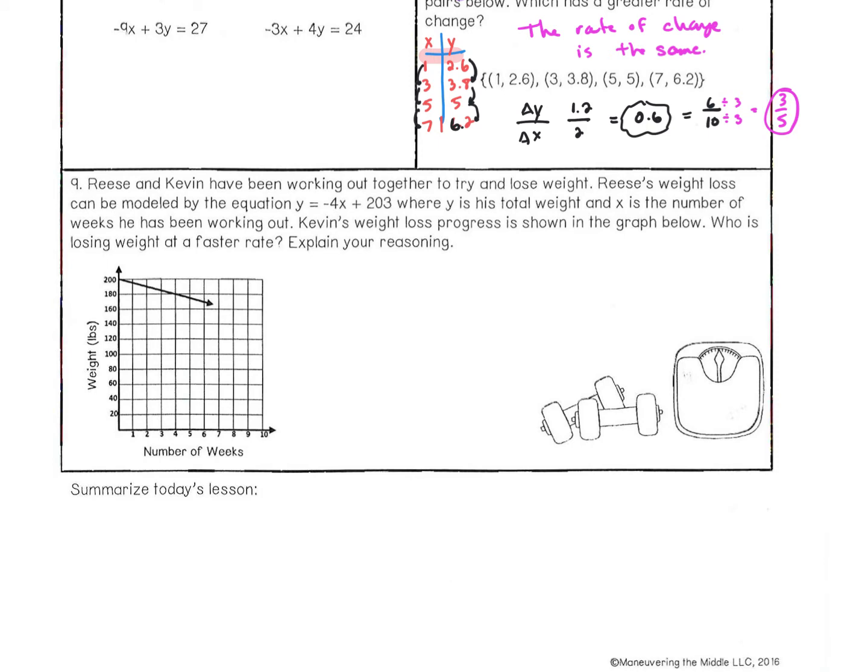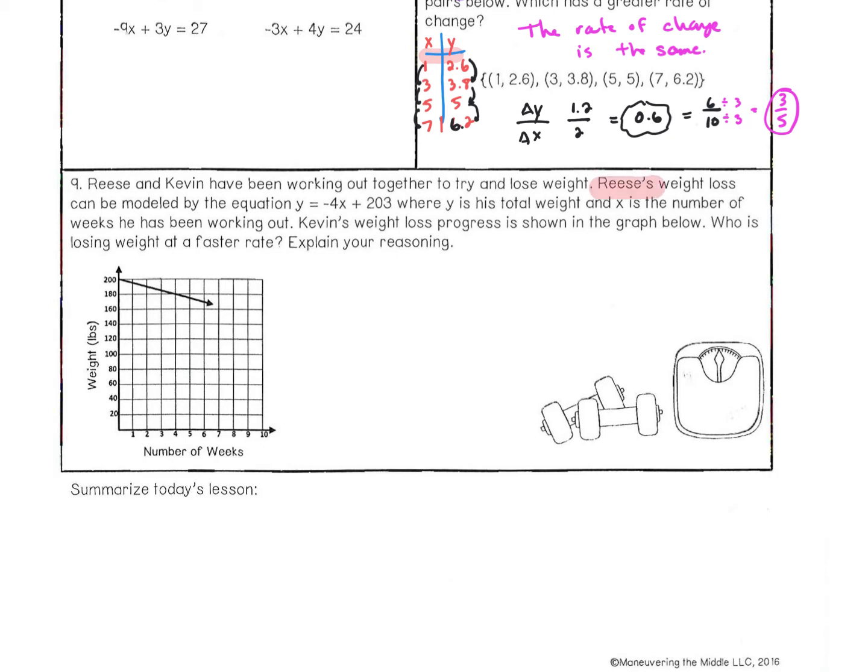All right, and our last situation is number 9. Reese and Kevin have been working out together and trying to lose weight. Reese's weight loss can be modeled in the equation y equals negative 4x plus 203, where y is his total weight and x is the number of weeks he's been working out. Kevin's weight loss progress is shown in the graph below. Who is losing weight at a faster rate? Explain your reasoning.